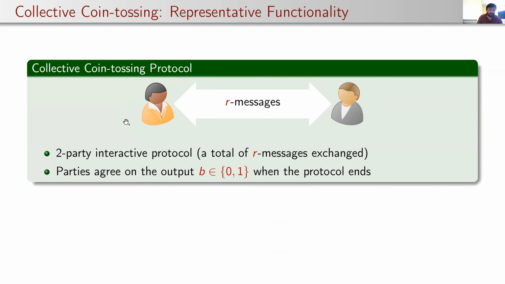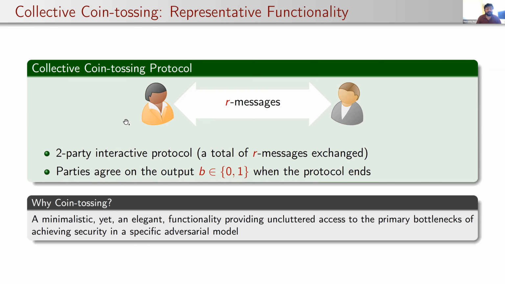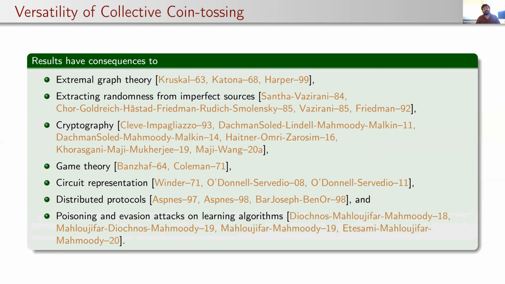So this extremely simple yet elegant functionality helps us analyze the primary bottlenecks of achieving security in various adversarial models. In particular, the results that we prove for this versatile functionality have consequences to various fields in mathematics and computer science. And very recently, there have been connections established to poisoning and evasion attacks on learning algorithms as well.